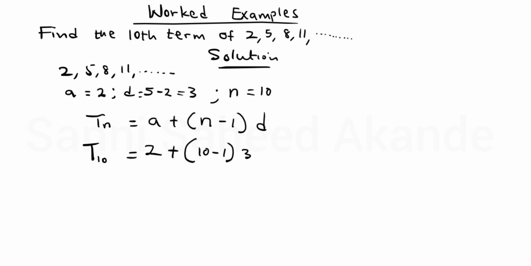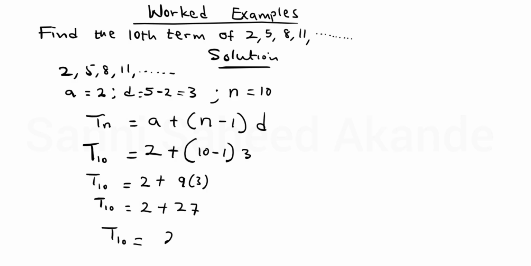Okay, so let's solve. We have T10 equal to 2 plus (10 minus 1 is 9), so we have 9, then times 3. So T10 is equal to 2 plus 9 times 3, which is 27. So T10 now will be equal to 27 plus 2, that is 29. So the 10th term of the AP is 29. So that is how to apply the nth term of an AP formula. All right, so let's continue.